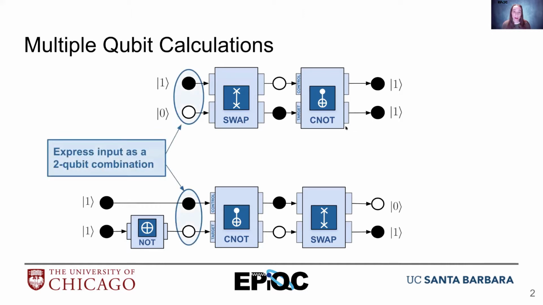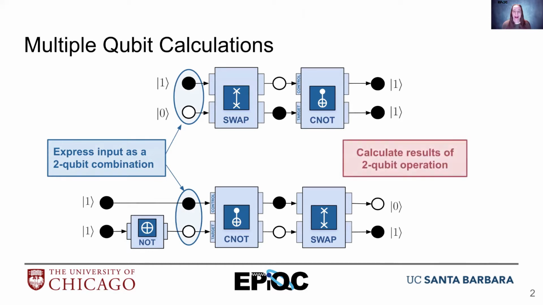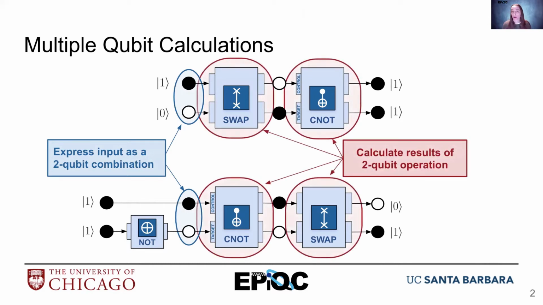So the process is going to be, in the first step, we need to express the input as a 2-qubit combination instead of a single. So we'll see how to do that. And then we want to calculate the results of the qubit operation, which is actually no more difficult in the matrix multiplication than it was for a 1-qubit operation. It's the same process, just a larger matrix and vector.